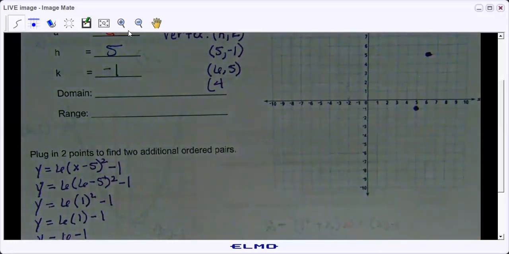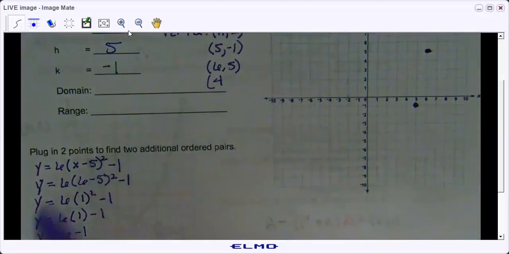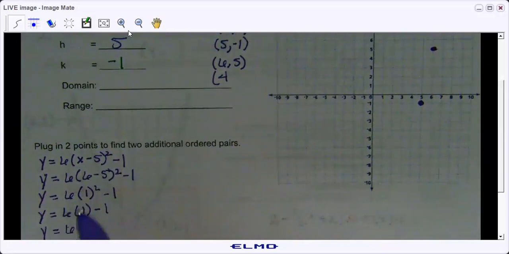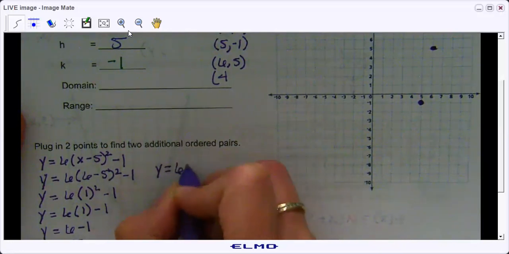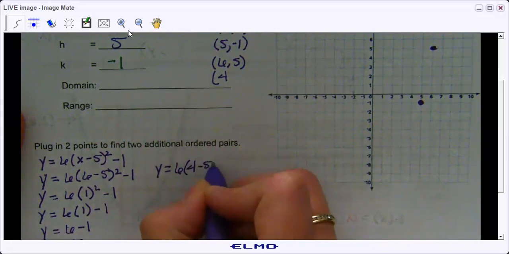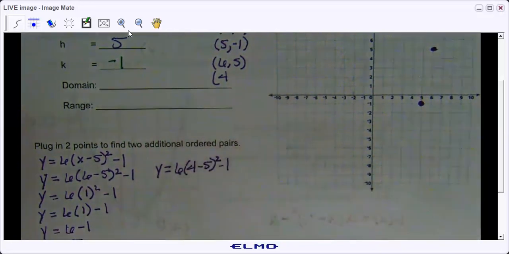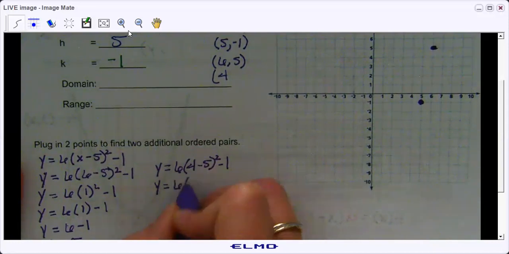Now what we're going to do is solve for our third point, 4. And we're going to do the exact same thing that we did here, but we're going to plug 4 into the x. So we have y equals 6 times, we're going to use 4 for x, 4 minus 5 squared minus 1. Now, if you remember the pattern, we should get 5. Okay, so go ahead and solve this.